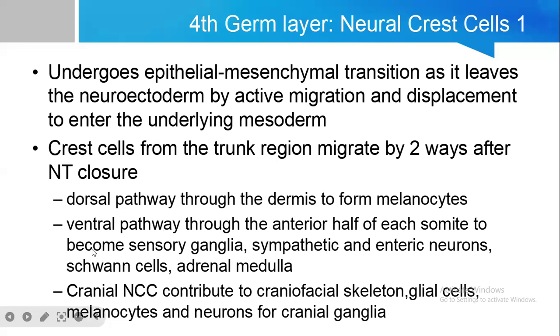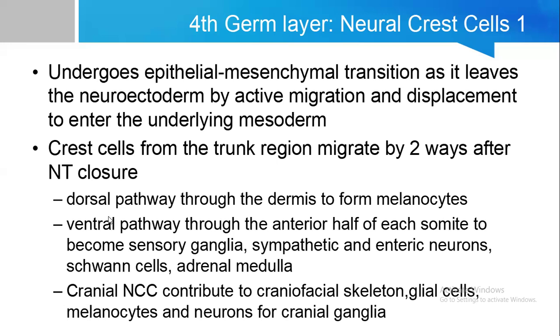Then the ones that migrate via the ventral pathway are the ones that use the anterior half of the somites, which we are going to find from paraxial mesoderm. They form basically most of the structures that we're going to project on the next slide, which come from neural crest cells. That's sensory ganglia, sympathetic neurons, enteric neurons for the gut, and also the adrenal medulla. Remember, they say the adrenal medulla is like a displaced sympathetic ganglia, right?